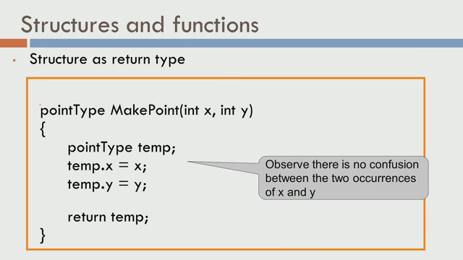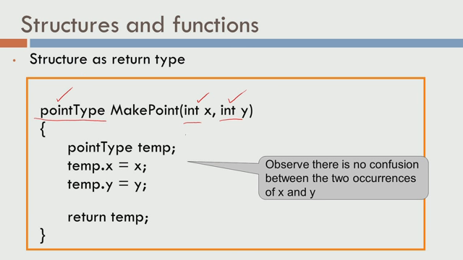Let us look at another example. I want to make a new point with the given x comma y values. So given an x comma y value, I give the x coordinate and y coordinate, and I want a new data type of the type point type. So this function we are going to call make point. It takes two integers x and y and it returns a data type point type.